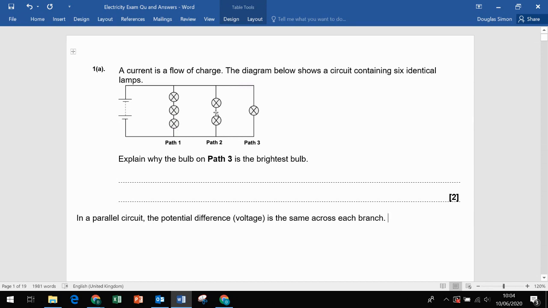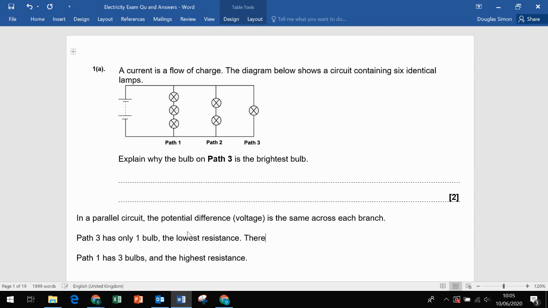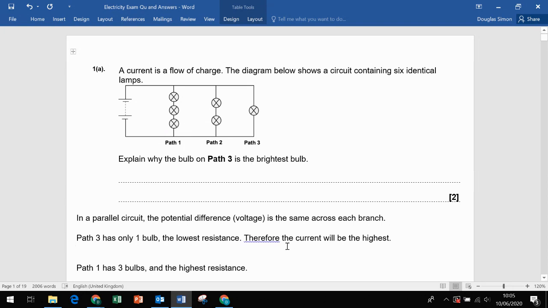Well, path 1 has 3 bulbs, this has 2, and this has 1. So what do we know about the resistance of each branch? Well, path 1 has 3 bulbs and the highest resistance. We probably don't need to say this because we could just say that path 3 has only 1 bulb, the lowest resistance. If something has a low resistance, what do we know about the current? Therefore, the current will be the highest. So we've got the same potential difference across each branch, and we've got the highest current.